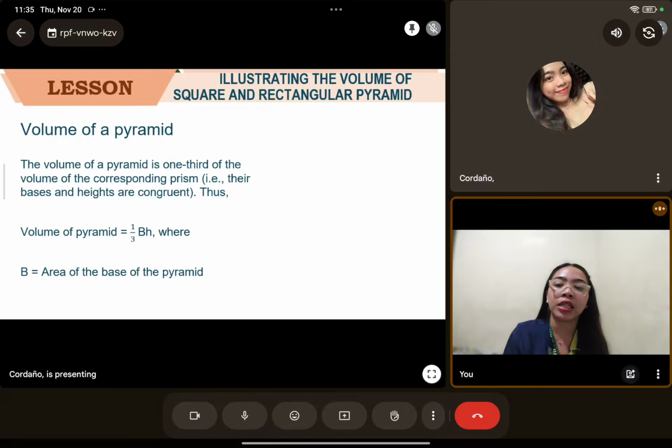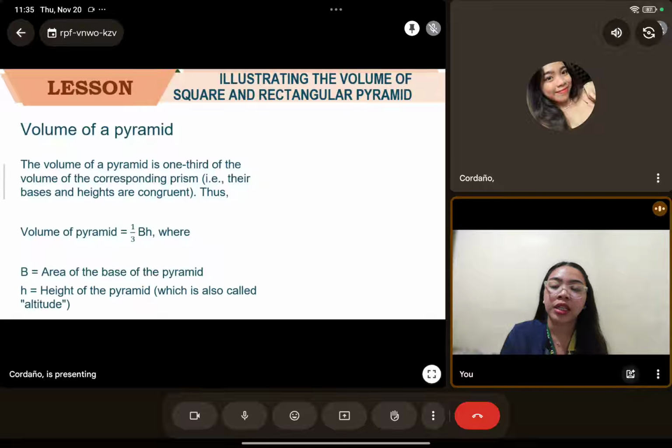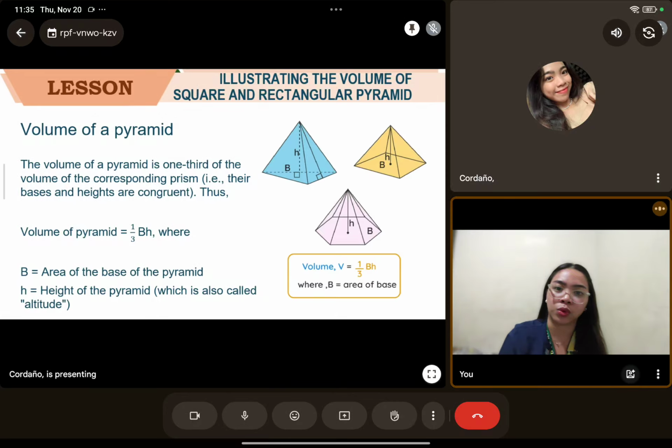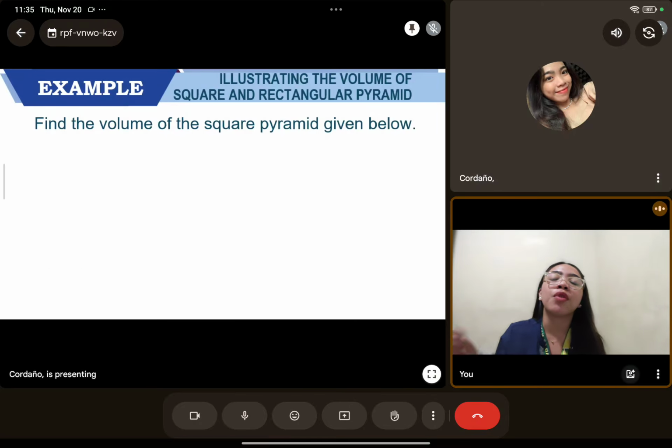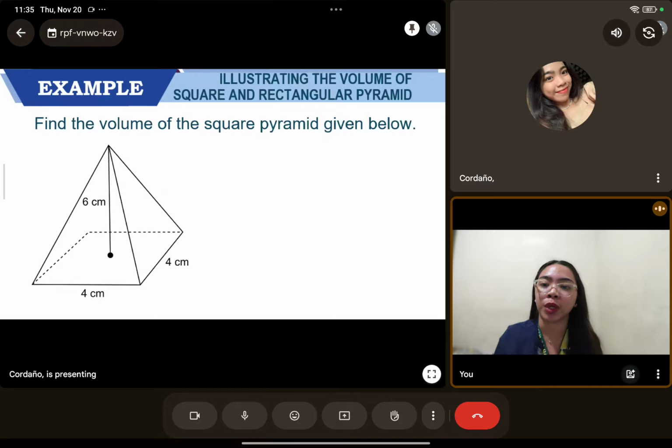So, B here is the area of the base of the pyramid. Next, the height of the pyramid, which is called the altitude. Yung height, it is also known as the altitude. Ayan. So, the volume V is equal to 1/3 Bh, where B is the area of the base. Okay, for example, find the volume of the square pyramid given below. Okay, for the solution, yung B, since it is a square, ang gagawin natin, hahanapin muna natin yung area.